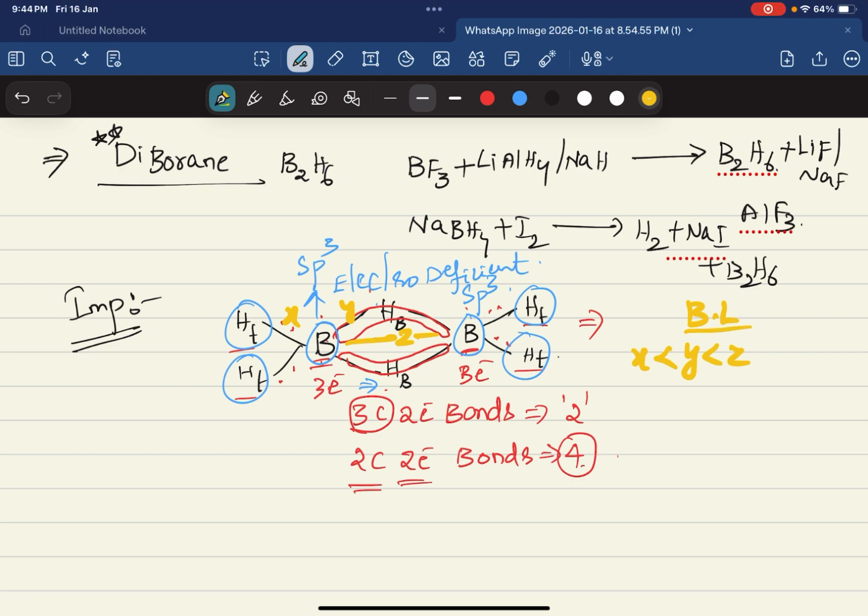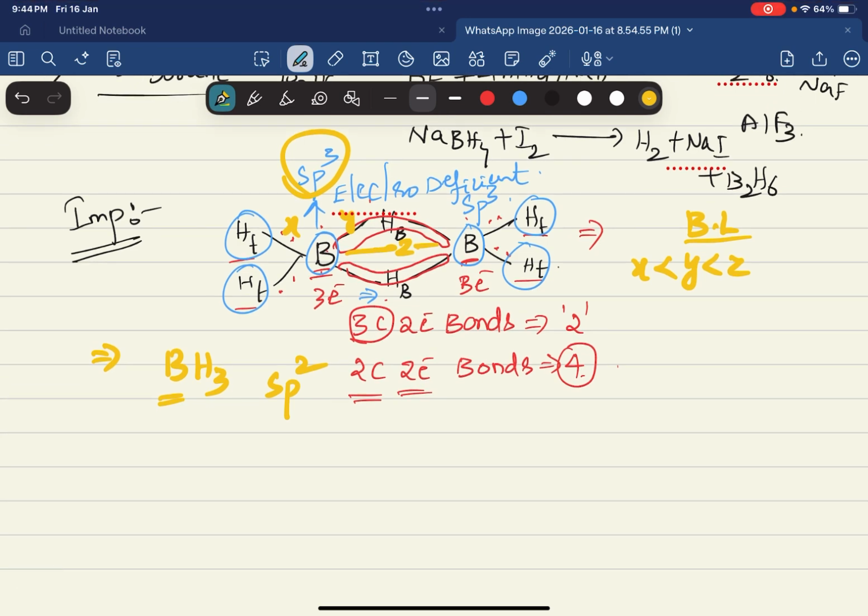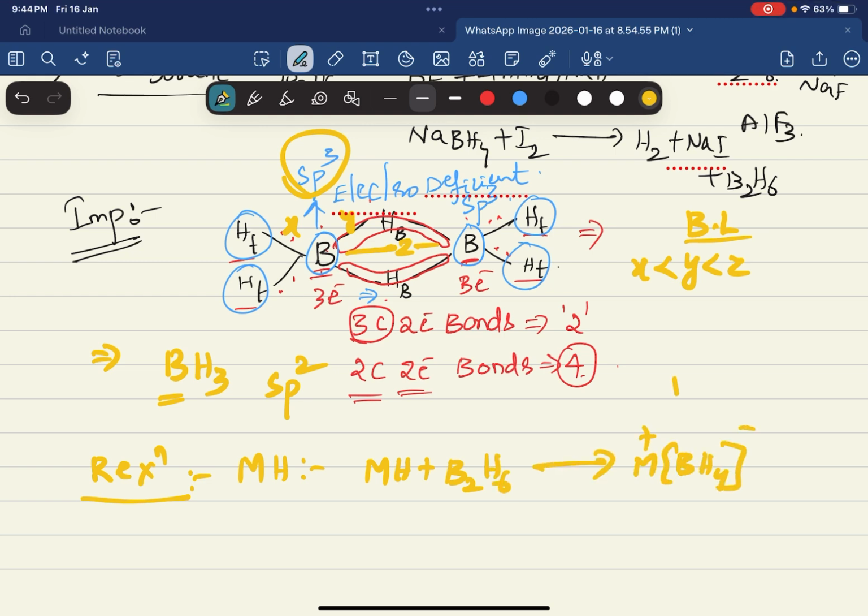So hybridization of boron in B2H6 is sp3. Both are electron deficient, so it acts as a Lewis acid. And in case of BH3, the hybridization of boron is sp2, students. Coming to the other related points, we can discuss reaction with metal hydrides. Metal hydrides react with B2H6 and give M plus BH4 minus. Here generally the metals are sodium or lithium.